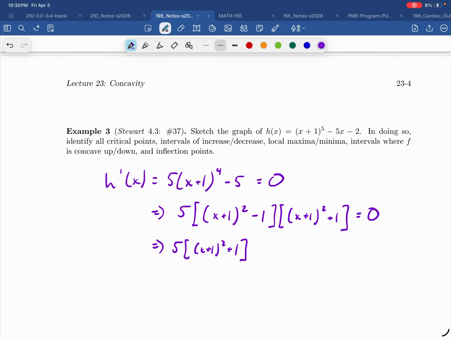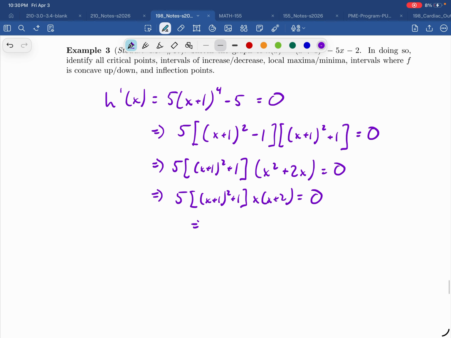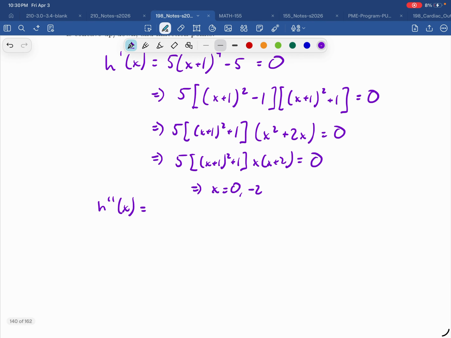And then here, if you think about it, if you actually multiply all that out, you get x squared plus 2x. And this factors pretty nicely. And so we get that x equals 0 and negative 2. Now, normally we would draw our interval chart, but in this case, we're just going to jump right over to the second derivative, get that information, and then draw an upgraded, expanded interval chart.